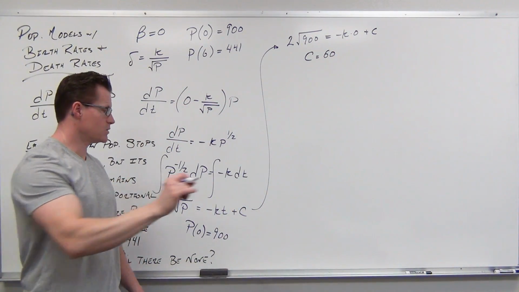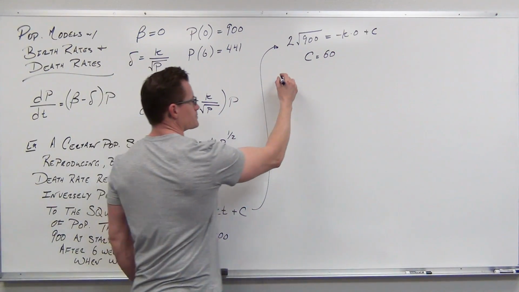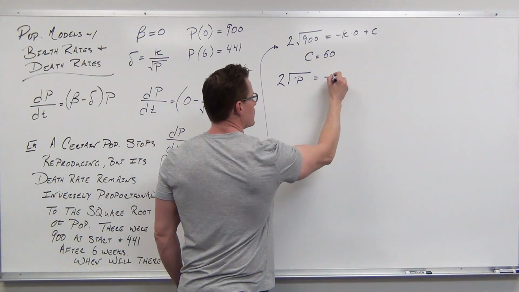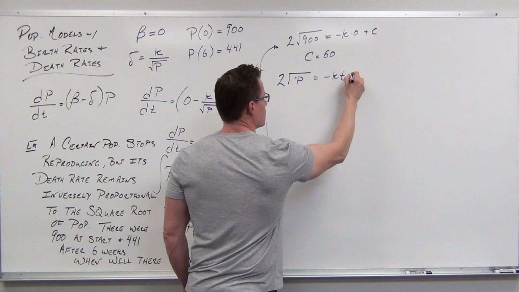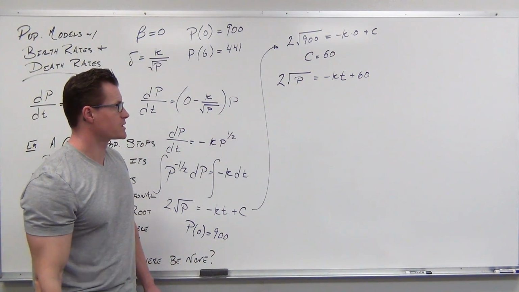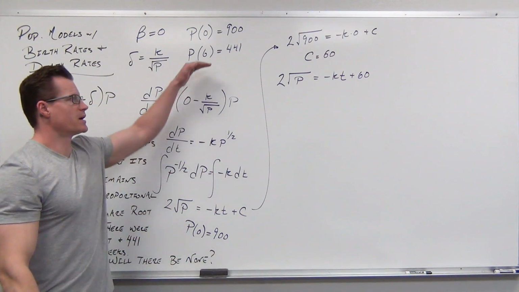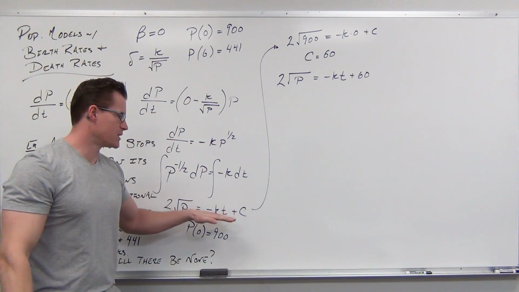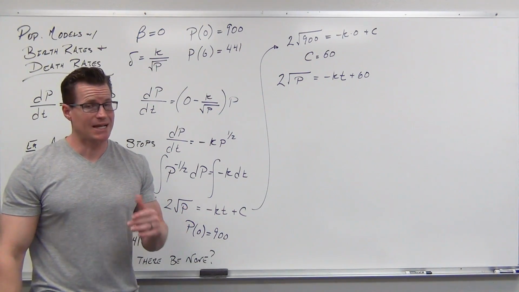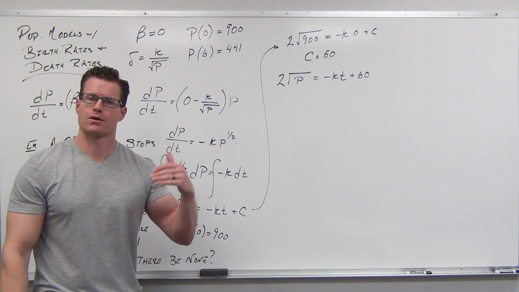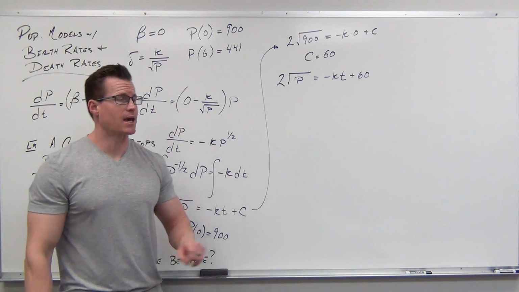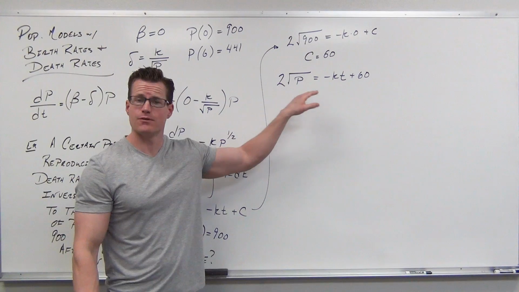Take that constant and use it right now to rewrite this. So we know that 2 square root of p equals negative kt plus 60. All we've done is solve our differential equation and then solve for our arbitrary constant, like we've done many times with initial conditions. That's what your initial condition does. It solves for your arbitrary constant. Then we're going to turn right back around as soon as we can and solve for that k. So we need to find that out as well.